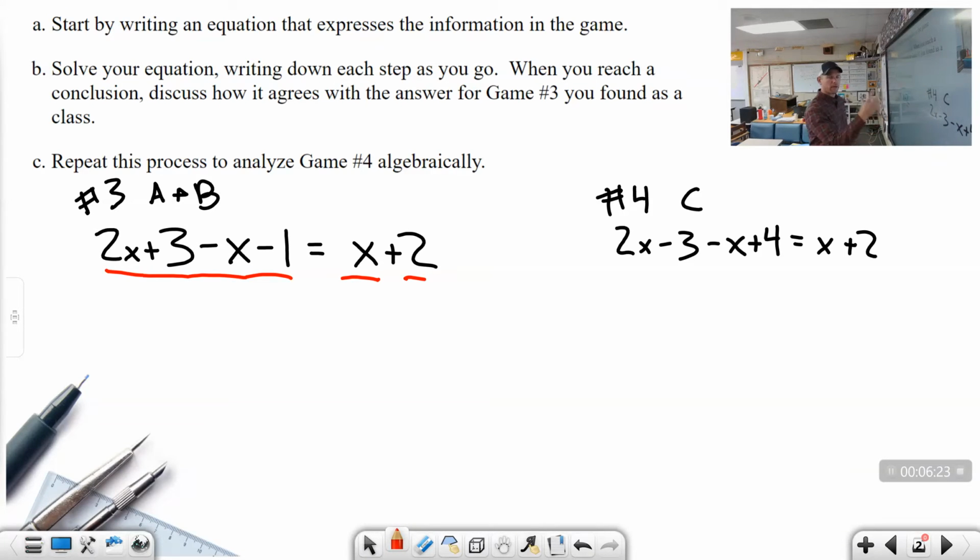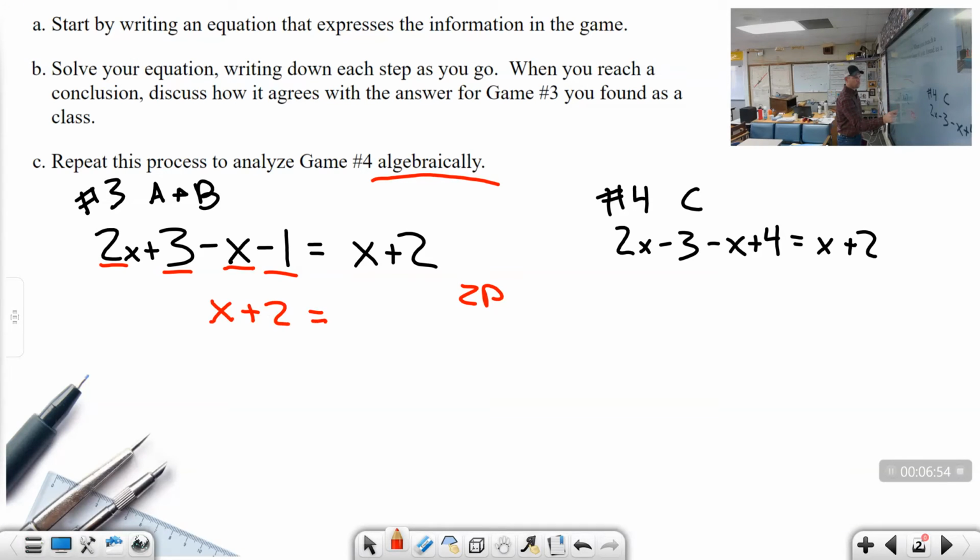Let's go ahead and write that down in the left-hand column chart. And what we need to do is go through our legal moves and decide what's happening algebraically. That's the key here. What is happening algebraically? What's happening to the letters? Well, the first thing I see is a 0 pair. So let's do a 0 pair. 2x minus x is 1x. 3 take away 1 is 2, equals x plus 2.